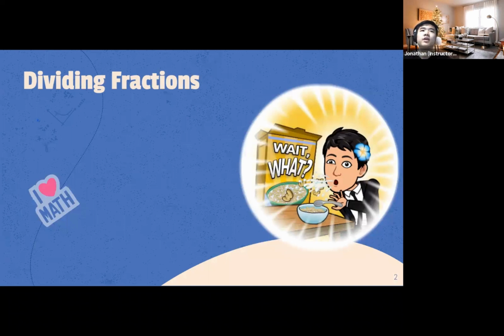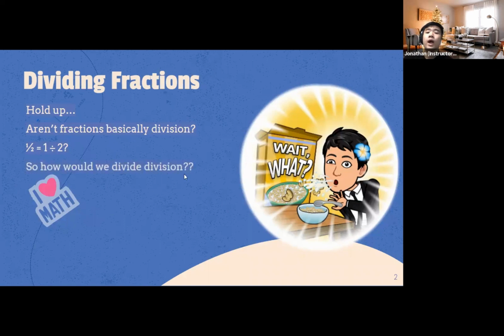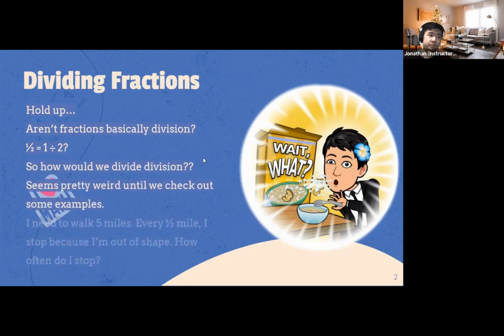So if you think about it, if you think hard enough, it would seem very, very weird. So fractions themselves are also division, right? 3/5 is equal to 3 divided by 5, right? So if I divide a fraction, I'm just dividing a division. So that kind of doesn't make sense, right? Like, for example, 1/2 is equal to 1 divided by 2. So how do we divide something that's division? It seems pretty weird at first, but let us check out some examples.